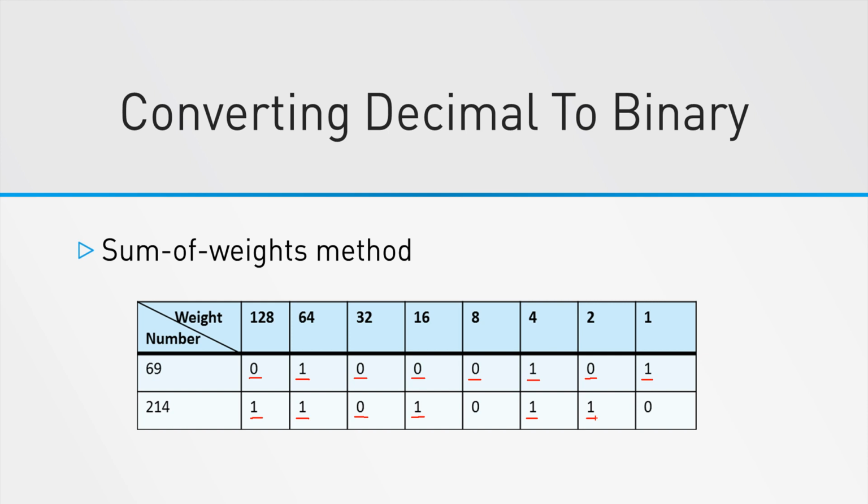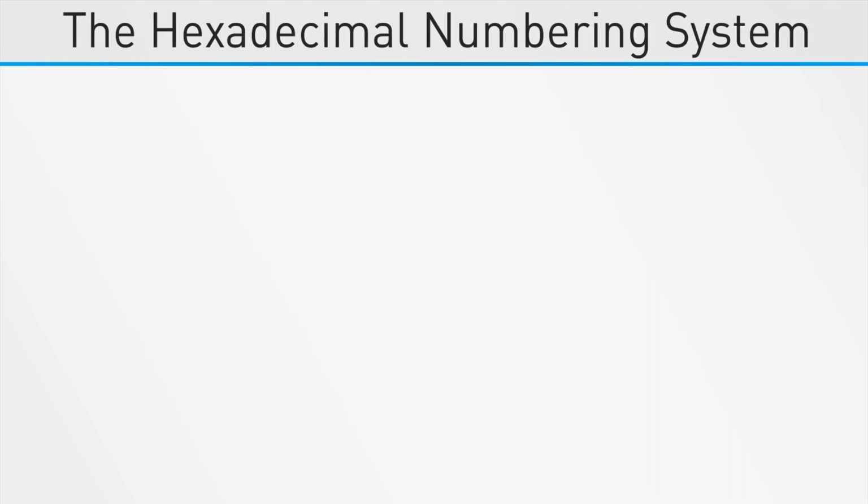Another numbering system is the hexadecimal numbering system, which has a base of 16. Because the base is 16, we have 16 possible digits or symbols, starting from 0 to the number just before 16, which is 15. But since we need a way to represent numbers after 9 using just one symbol, letters are used. So 10 is represented as letter A, 11 is represented as letter B, and so on till 15, which is represented as letter F.